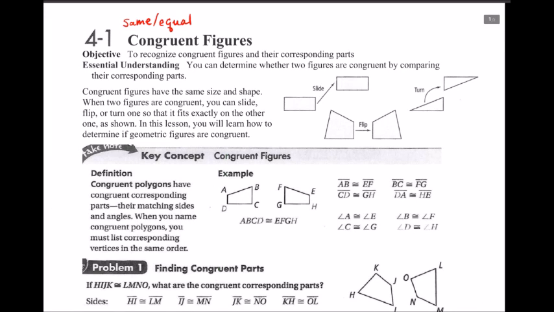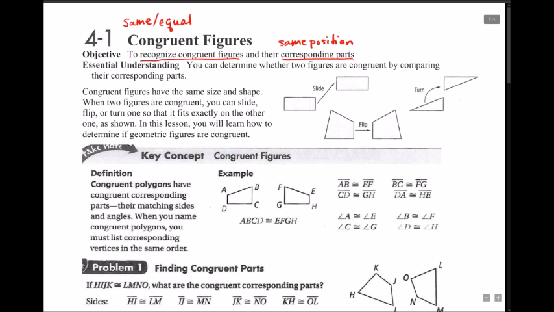4.1, congruent figures. Now you remember that congruent means the same or equal. And the objective of this lesson is to recognize congruent figures and their corresponding parts. Now hopefully you remember that corresponding means same position. We are going to use the corresponding parts and compare them to determine if our figures are congruent.